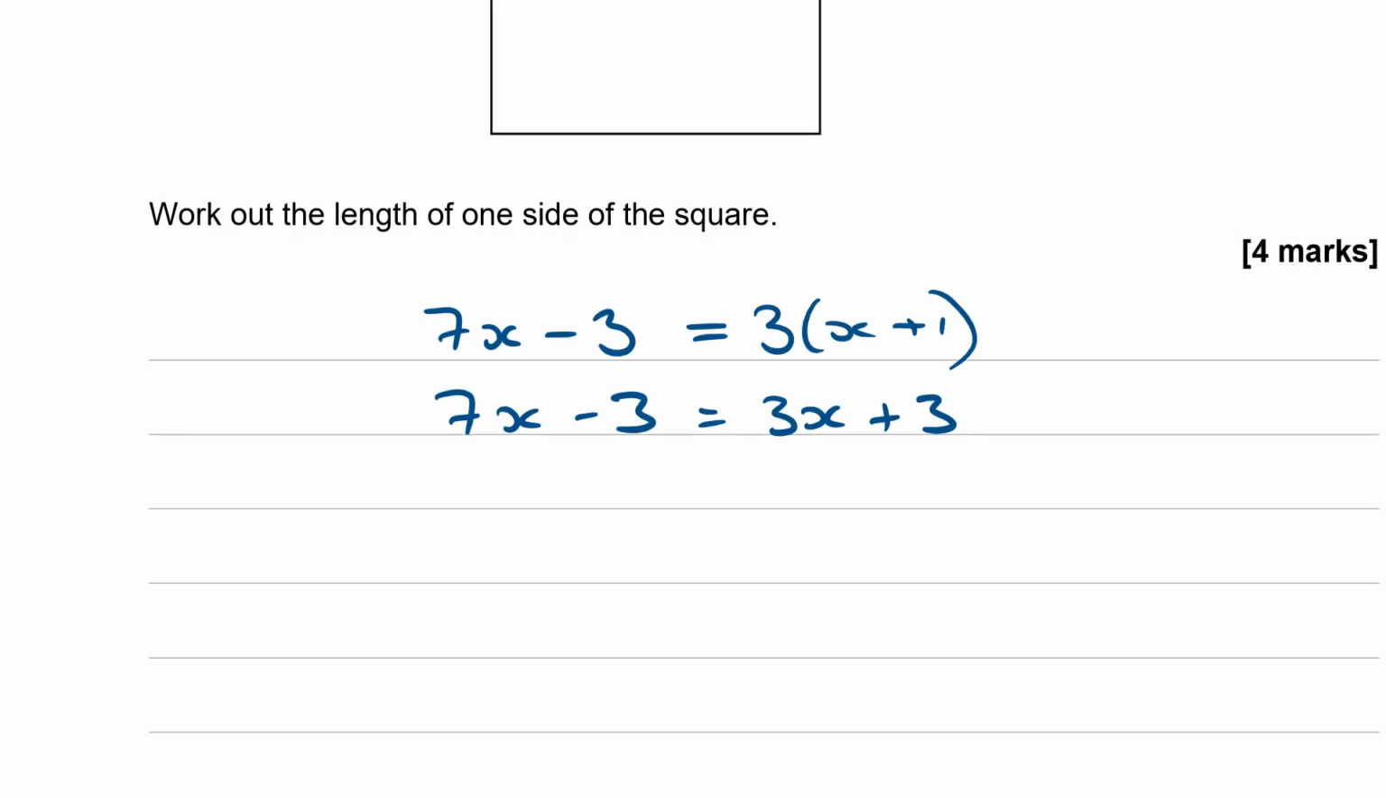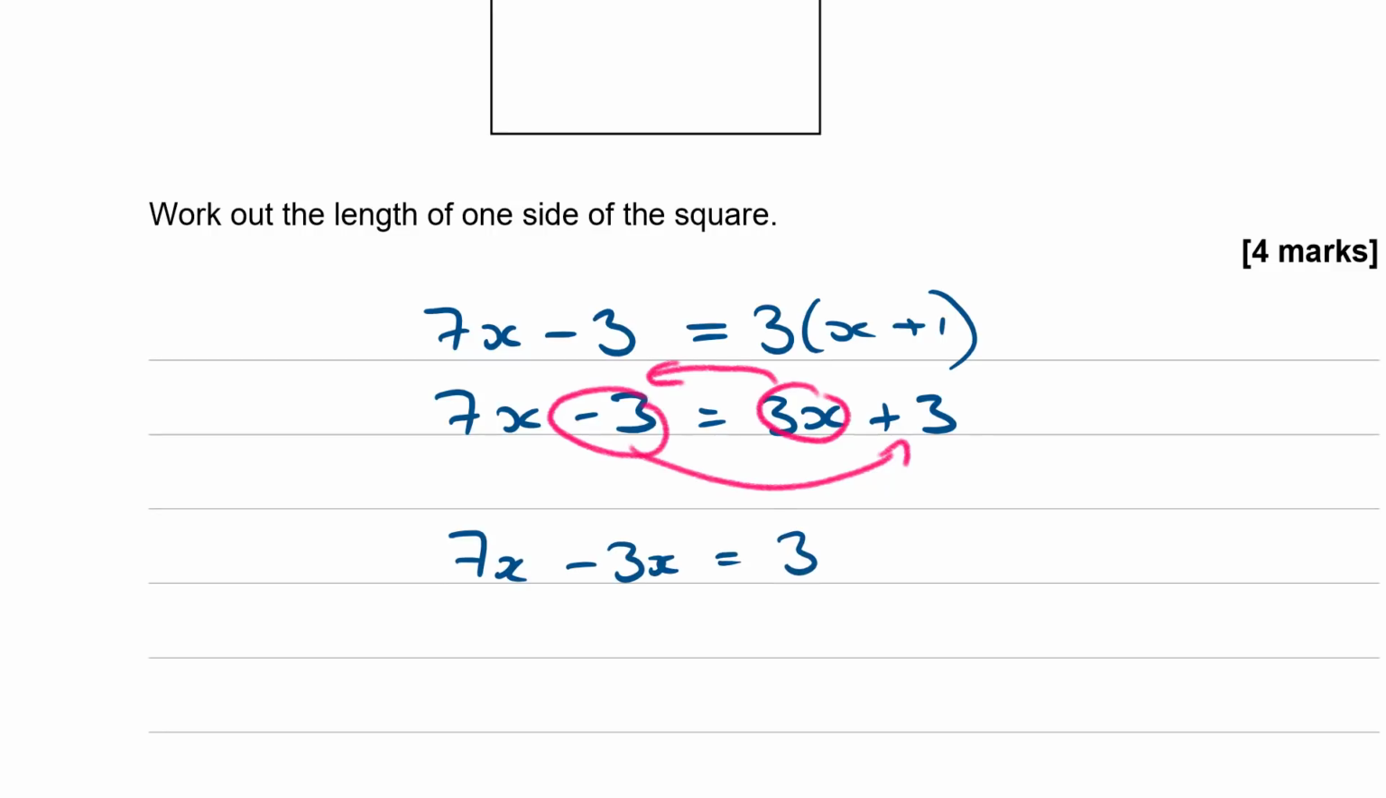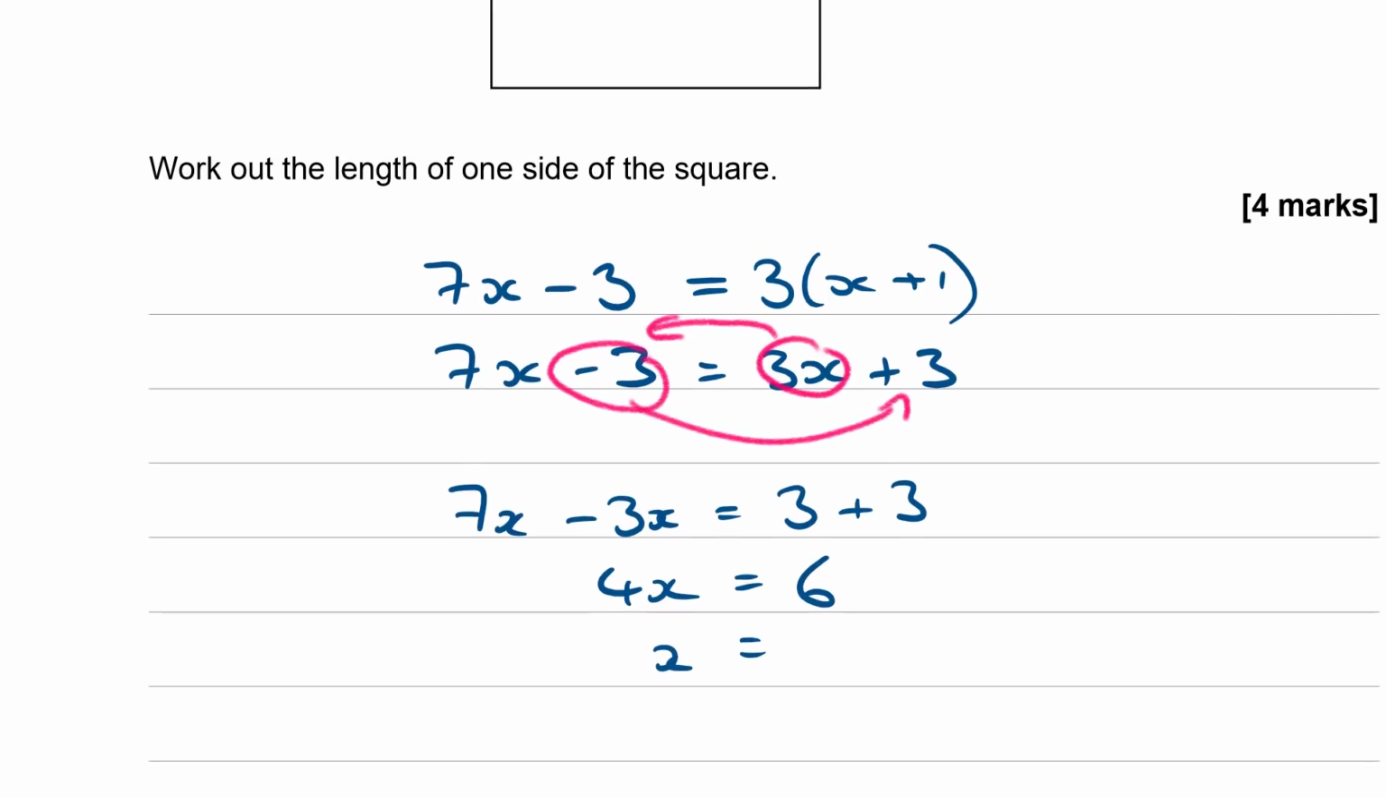Then let's collect all the x terms on one side and the number terms on the other, which will give me 7x minus 3x is equal to 3 plus 3. 7x minus 3x is 4x. 3 plus 3 is 6, giving me x is 6 over 4, which is the same thing as 3 over 2. Okay, done. Or are we?